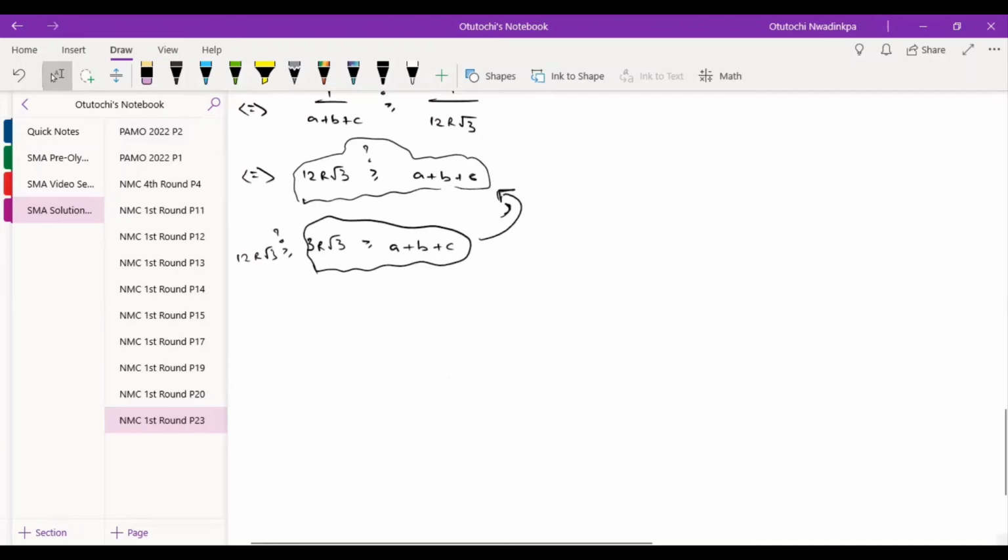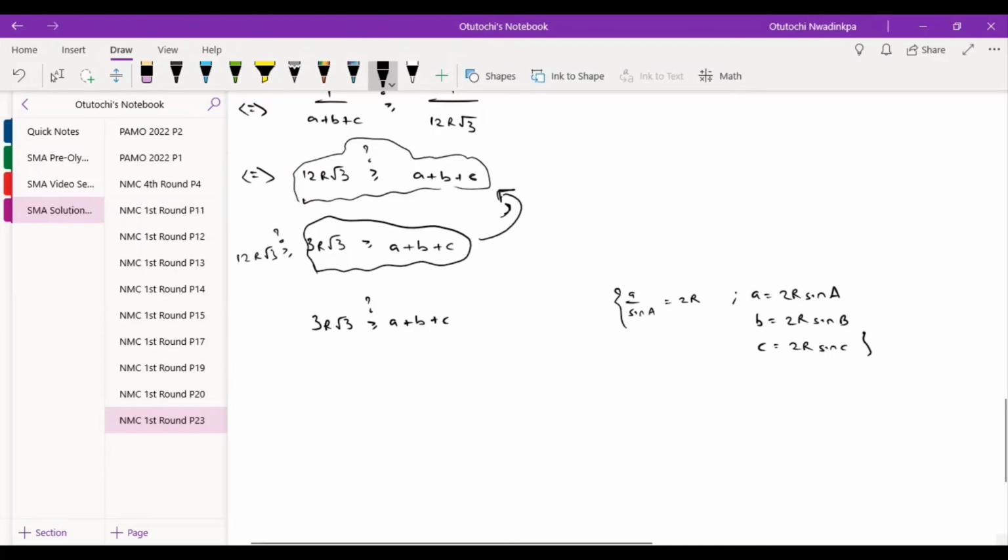And to do this is what I'm trying to show. 3R plus 3 is greater than or equal to A plus B plus C. To do this, I'll use the sine rule, which says that a over sine A is equal to 2R, or a is equal to 2R sine A. Similarly, we'll have b is equal to 2R sine B, and c is equal to 2R sine C.